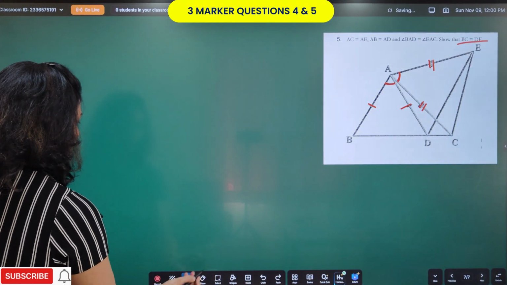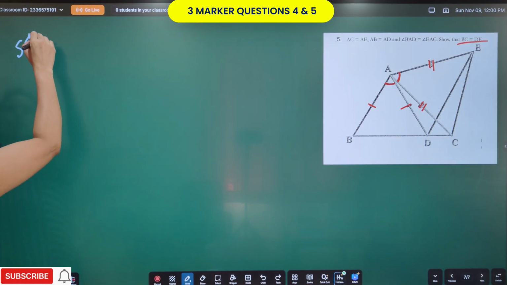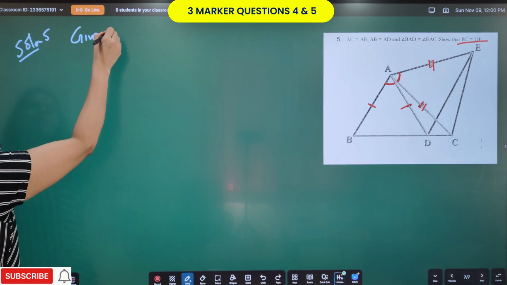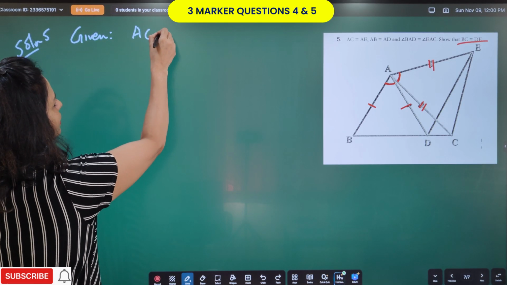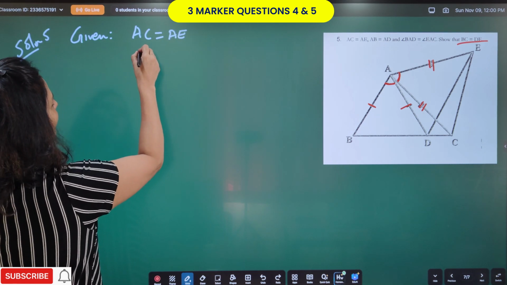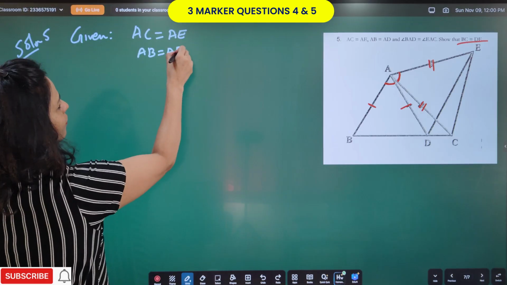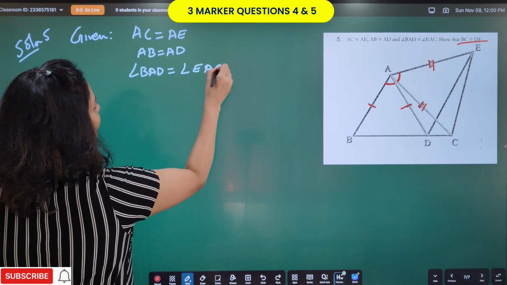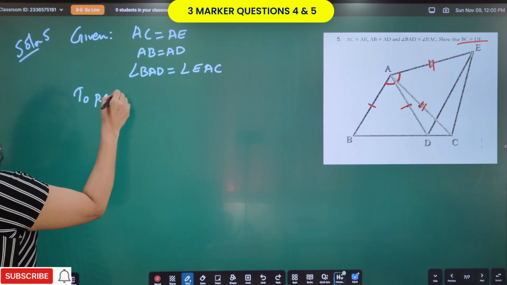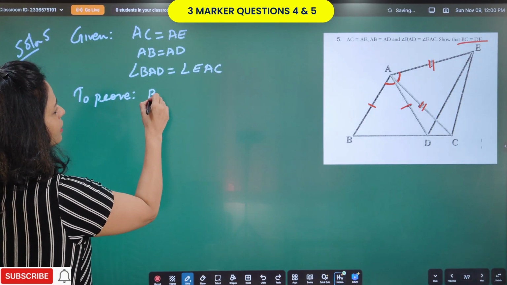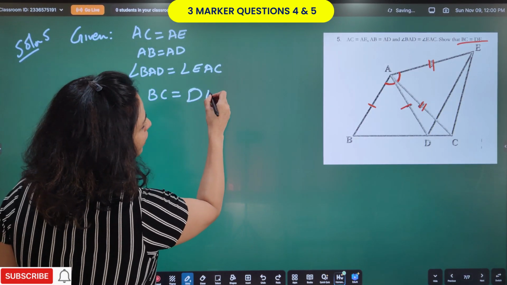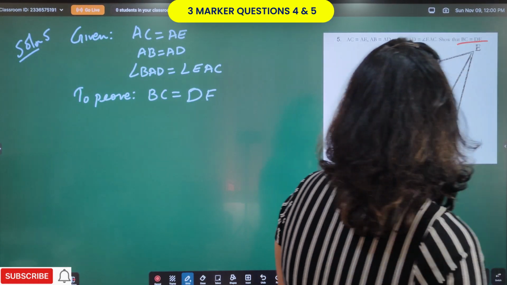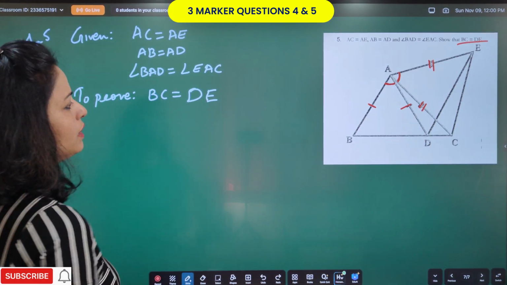Again we will write what is given. So what is given? AC is equal to AE, AB equals to AD, and angle BAD is equal to angle EAC. So what you need to prove? We need to prove BC is equal to DE, sorry. We need to prove BC is equal to DE.